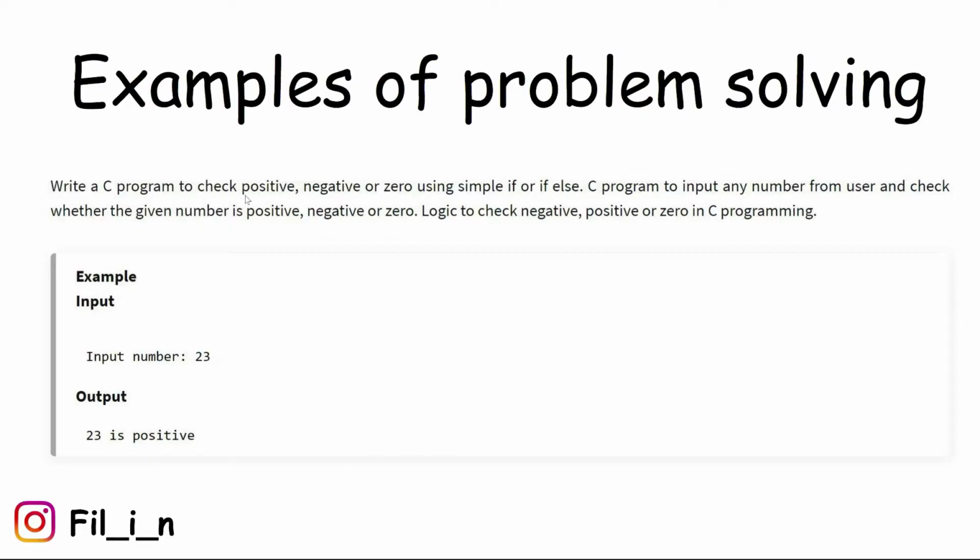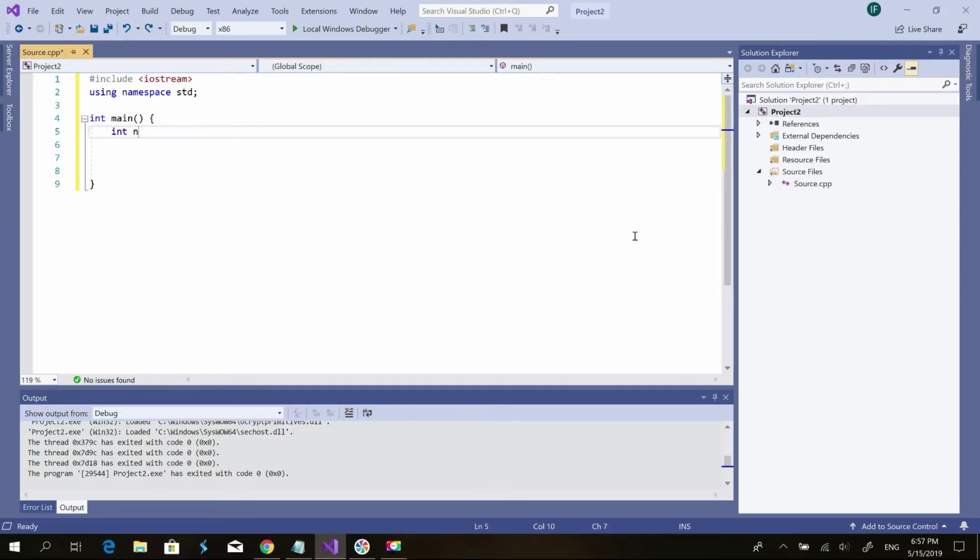Write a program to check positive, negative, or zero using simple if or if-else. Program to input any number from the user and check whether the given number is positive, negative, or zero. So now I'm going to create one variable num, cout enter num, and after that cin num.